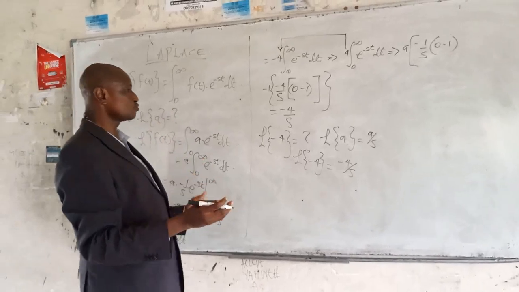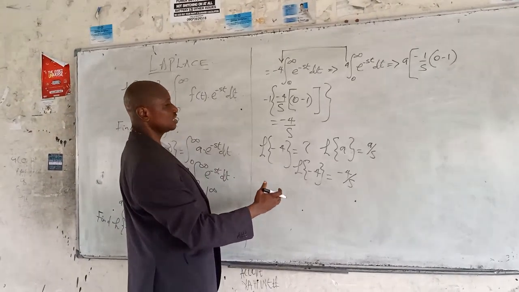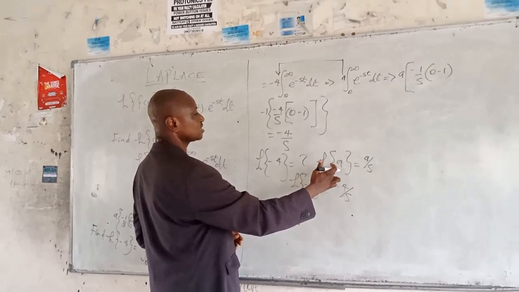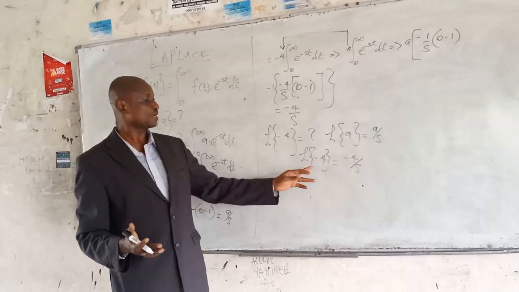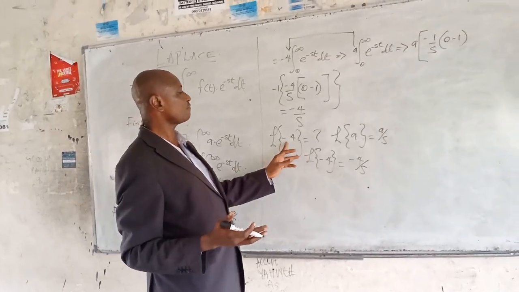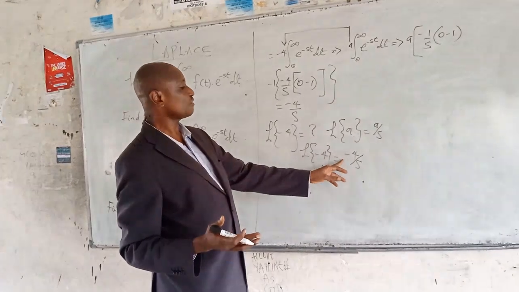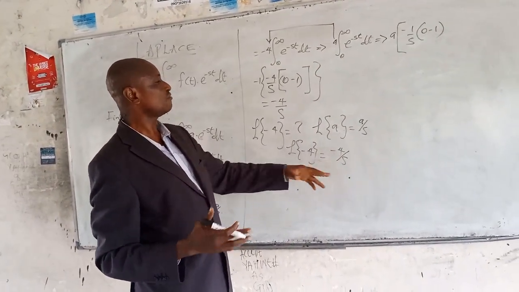But of course, you could do it directly by just inputting in the formula, which is Laplace of A, which is A over s. And A over s is also depicted as minus 4 for A. So input minus 4 for A and you get minus 4 over s. That's all.